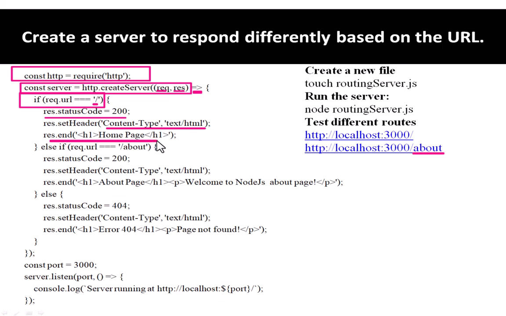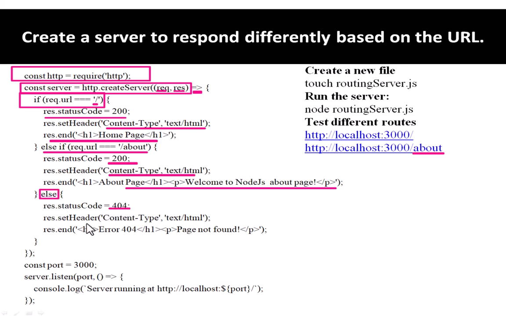So here, else if the URL is the particular location /about, then it is going to show the status code 200, and here it is going to show the content type text/HTML. So now it is going to show a message, welcome to Node.js about page, because it is going to show the about page. Else, if both fail, then it returns the status 404 error code.